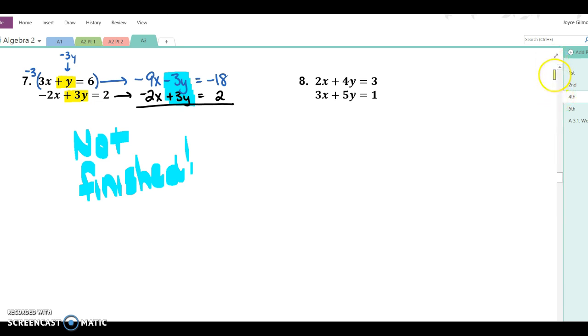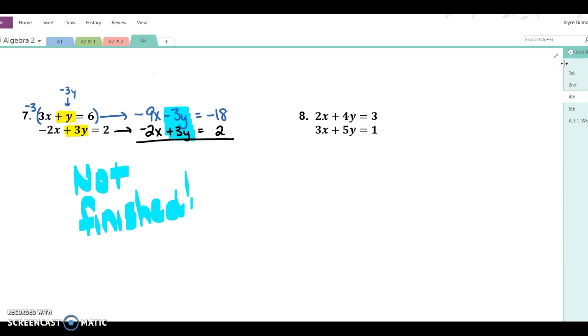But when I see 2 and 3, what number pops into your head when you think of 2 and 3? 6. So would it be nice if instead of 2x and 3x, this was 6x and negative 6x? So that's going to be our goal. We want the top one to be 6x. We want the bottom one to be negative 6x. So on the top, how would we make 2x become 6x? Multiply by 3. So I'm going to multiply this entire top equation by 3.